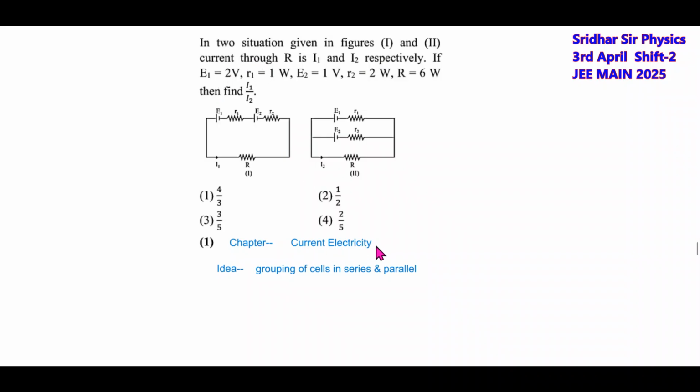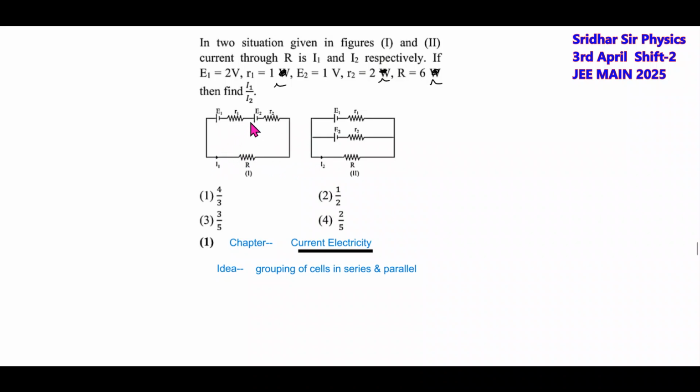This question belongs to the chapter current electricity, and we have the grouping of cells in series and parallel. The two situations are given in figure 1 and 2. The current in R is I1 here and I2 here. If E1 equals 2 volt, E2 equals 1 volt, R1 is 1 ohm, R2 is 2 ohm, and R equals 6 ohm. So we have to find this current.